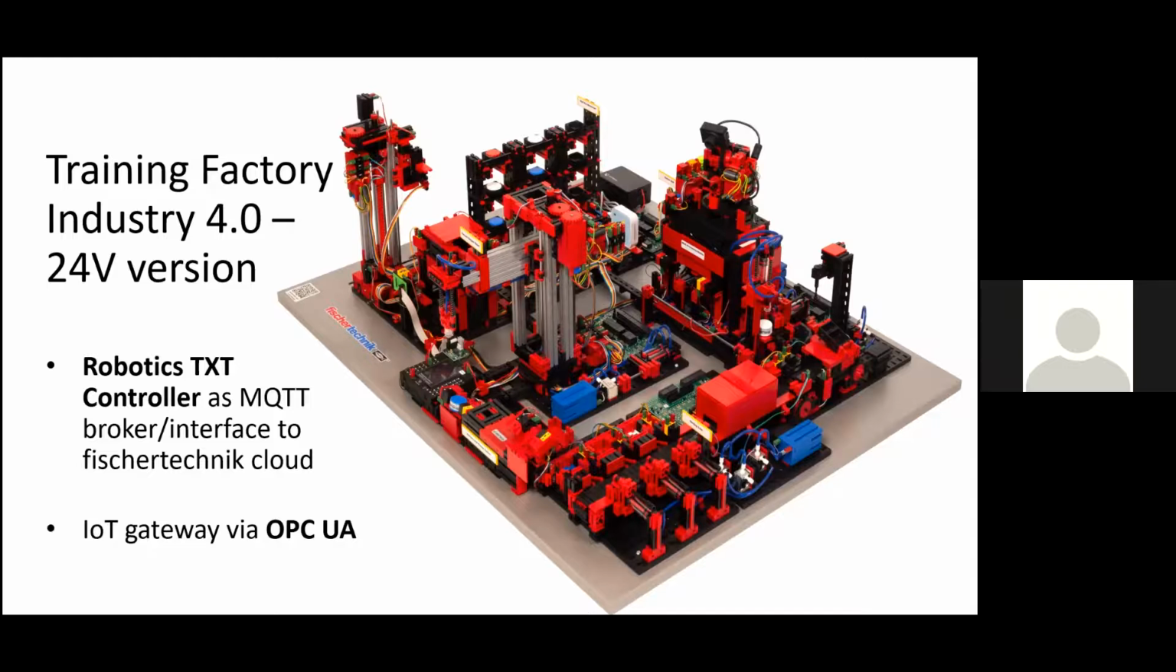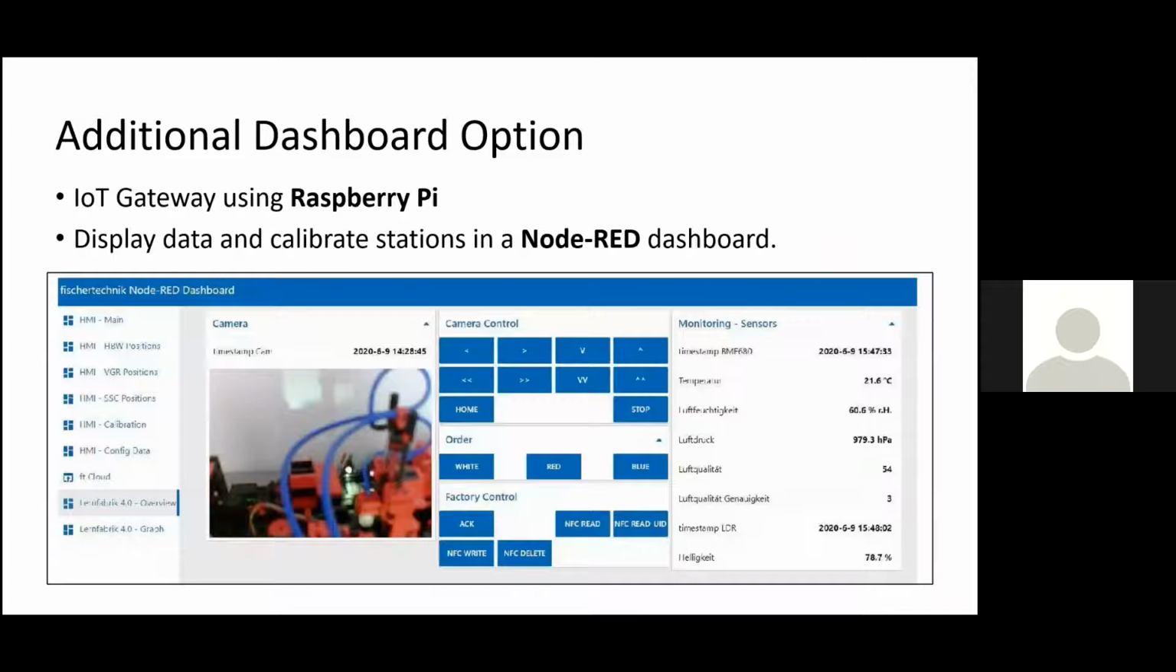Communication between the PLC and the TXT controller is carried out using an IoT gateway via OPC UA. OPC UA, also known as OPC Unified Architecture, is a standard for exchanging data across different platforms. In addition to the TXT controller used here, there is also an IoT gateway using Raspberry Pi with Node Red. This allows the option for not only presenting and using data on a dashboard in the fischertechnik cloud, but also to be able to display data and calibrate the stations of the factory in a Node Red dashboard.